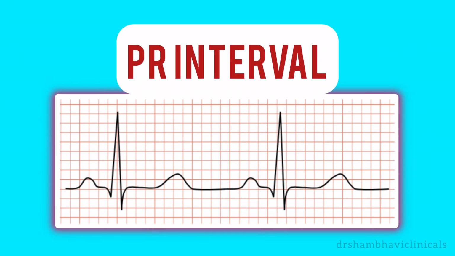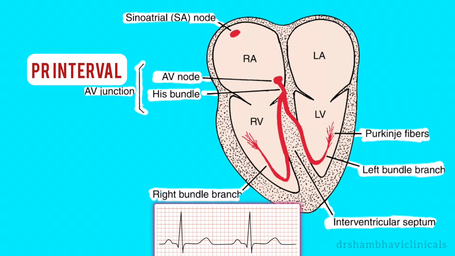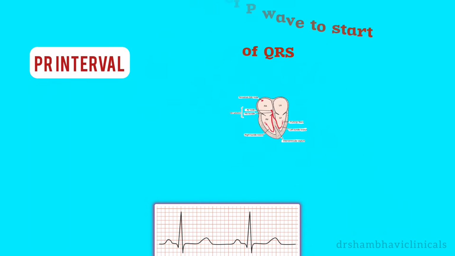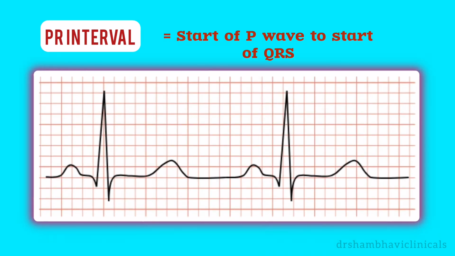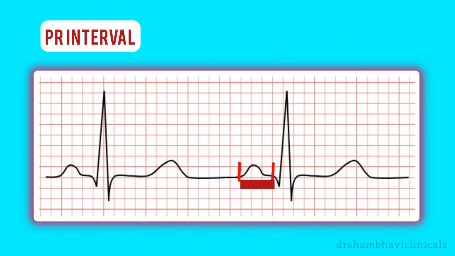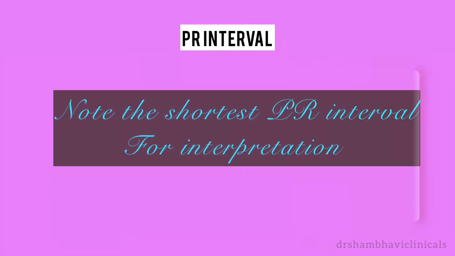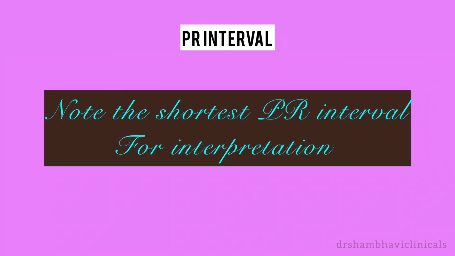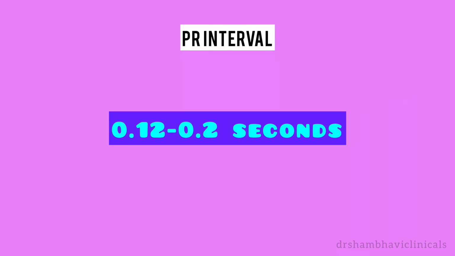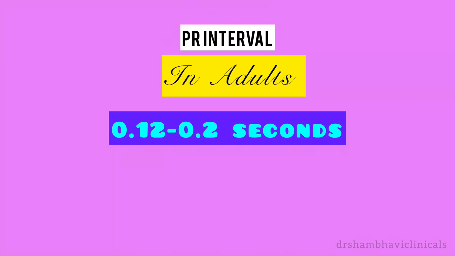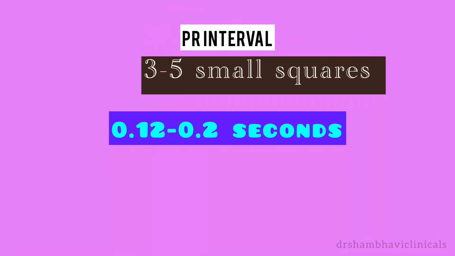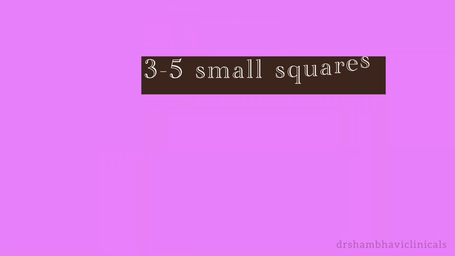Now let us see what is a PR interval. PR interval represents the time it takes for the stimulus to spread through atria and pass through the AV junction. It is measured from the beginning of P wave to the beginning of QRS complex. Since PR interval may slightly vary in different leads, you should note the shortest PR interval for interpretation. In adults, normal PR interval is between 0.12 seconds to 0.2 seconds, that is 3 to 5 small squares.